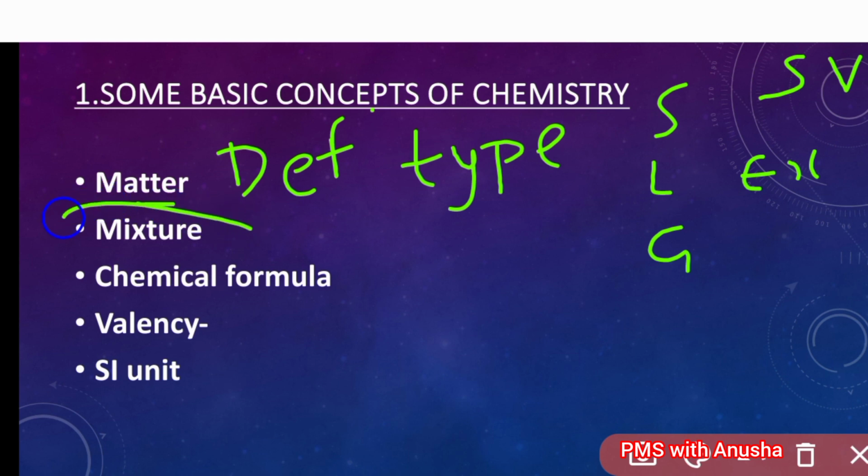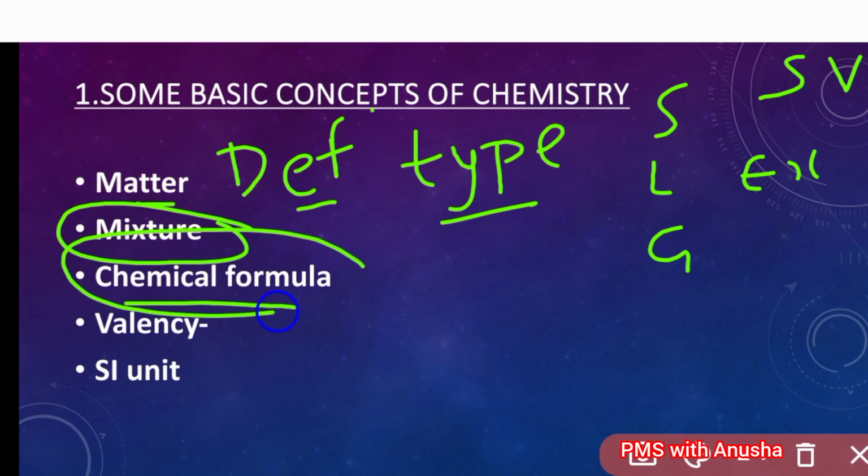After this, you have to study mixture definition and types. Next, you have to focus on chemical formulas. This one is important for fill in the blanks as well as match the following. And sometimes they may ask to write the valency definition and write the chemical formula of magnesium sulfate, calcium sulfate and so on.